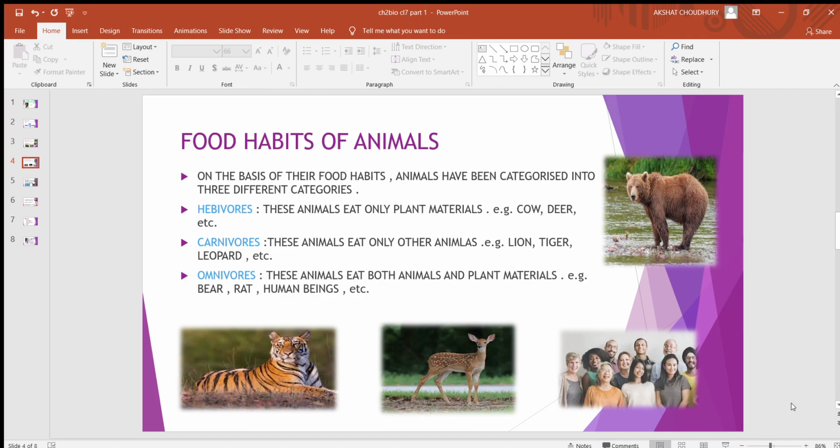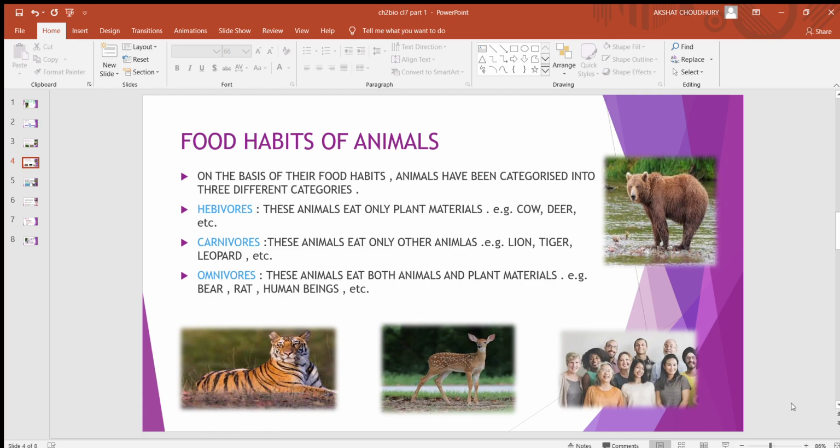Now about food habits of animals. On the basis of their food habits, animals have been categorized into three different categories. The animals which eat only plant materials are called herbivores. Examples are cow, deer, etc.